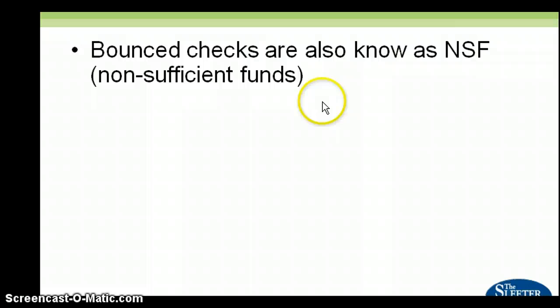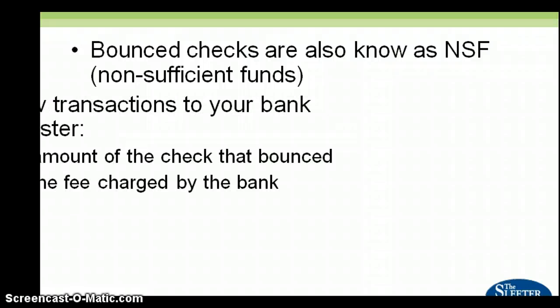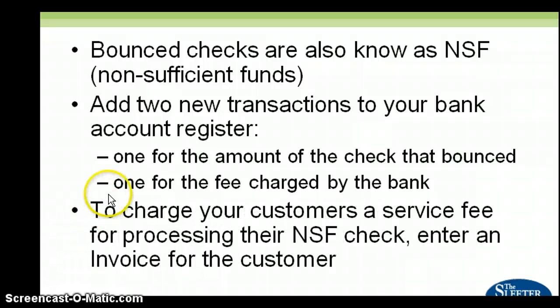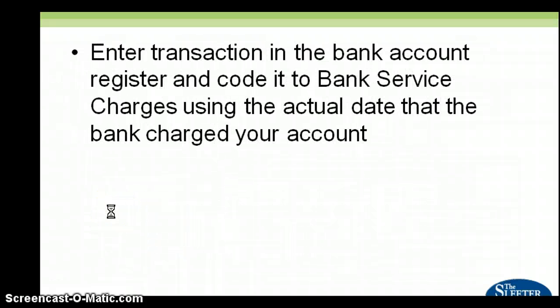Now, for check balances, what do you do when a check bounces? Someone has written a check to you and your bank notified you that the check has not cleared. Well, you'll need to add 2 transactions. First of all, you have to reverse the amount of the check that bounced, and then you have to create a charge in your check register to reflect the bank fee that they were charging you. And you can also charge your customer a fee for processing the bounced check by creating a transaction in your customer invoicing area.